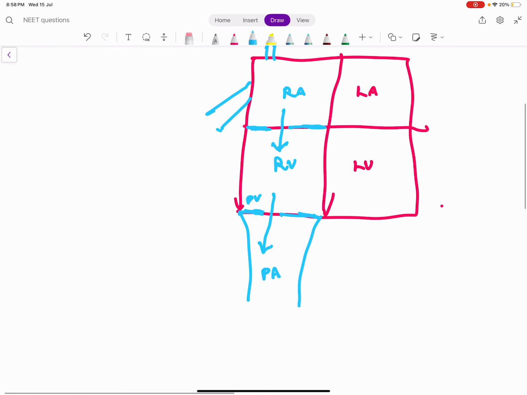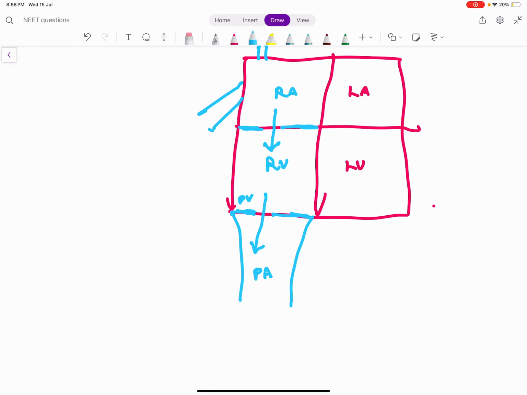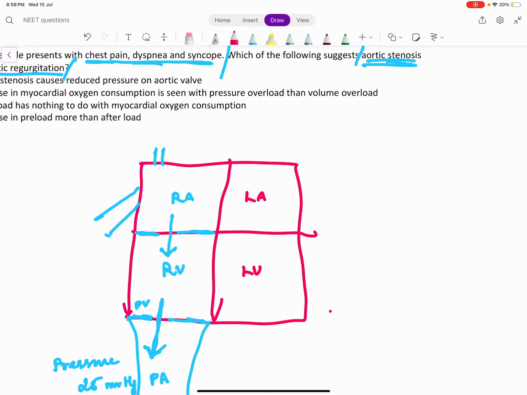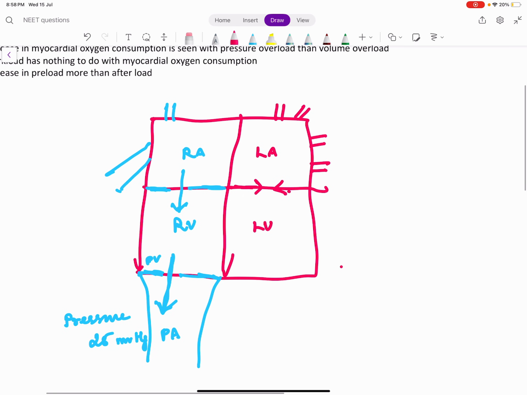Remember, the pulmonary system is a high capacitance, low resistance system, which means the total pulmonary pressure is only around 25 millimeters mercury. Blood through the pulmonary artery reaches the pulmonary capillaries, where oxygen exchange occurs in the lung, and they form 4 pulmonary veins, which empty into the left atrium. From the left atrium, oxygenated blood enters the left ventricle through the mitral valve, and blood enters from the left ventricle to the aorta through the aortic valve.